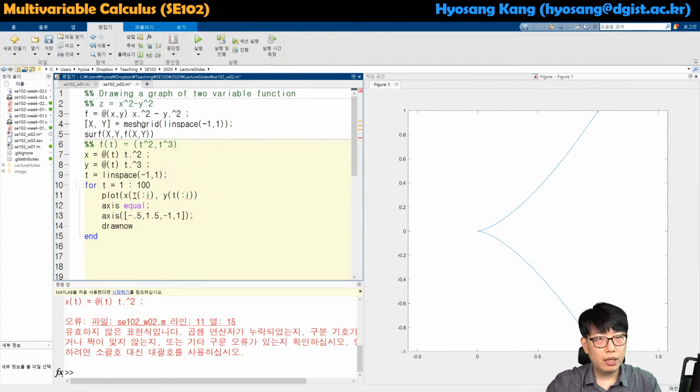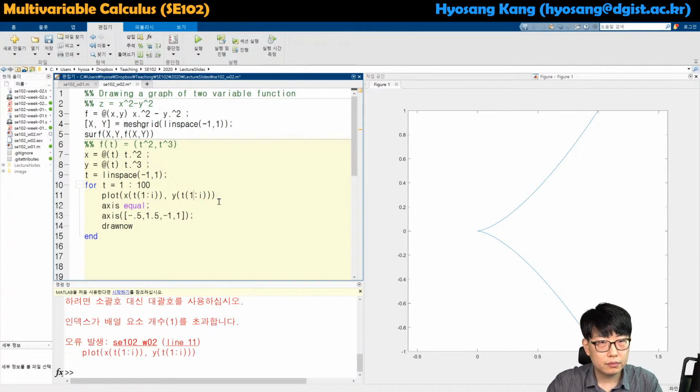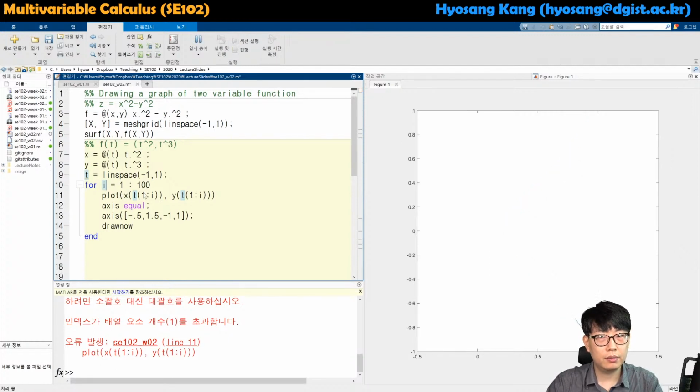So what's wrong here? Okay, I need one more parenthesis and one more parenthesis here. 1 to I, 1 to I. Okay. T from, oh, I'm sorry, so this is I, not T. Okay.